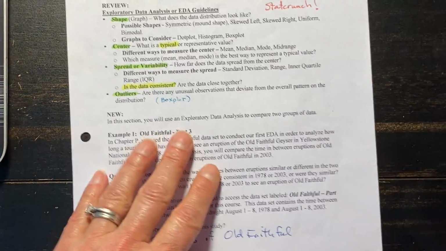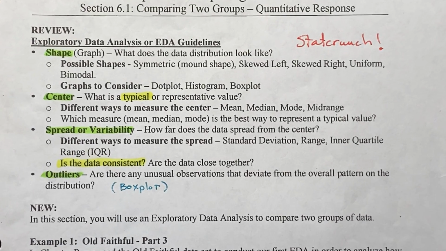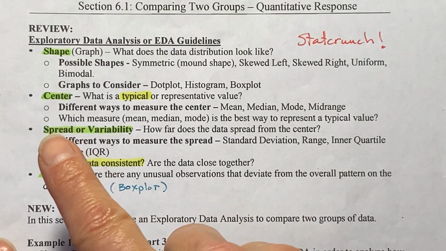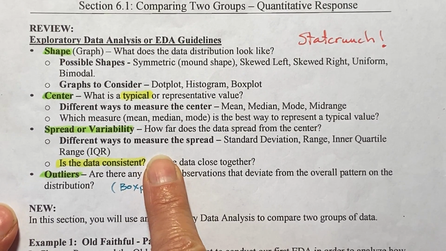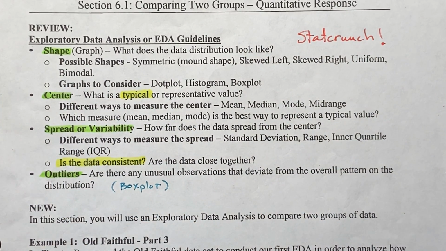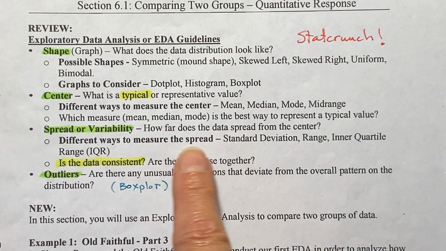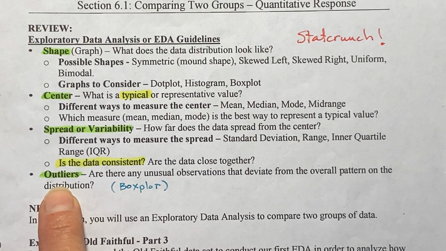All right, so we're going to get started with the first activity here. In the first section, 6.1, we're going to be looking back and doing some exploratory data analysis. Remember, we're working with quantitative data here, so we're going to be using StatCrunch. We're going to look at shape, center, spread and variability, and we'll check for some outliers.